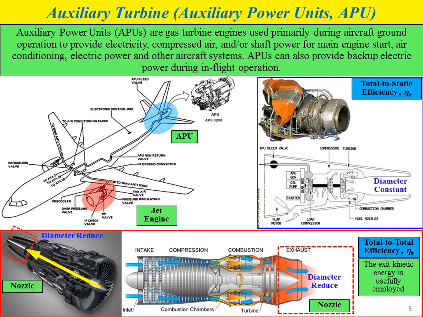That is why the suitable efficiency equation for the APU is total to static efficiency, where the exit kinetic energy is not usefully employed and is entirely wasted.